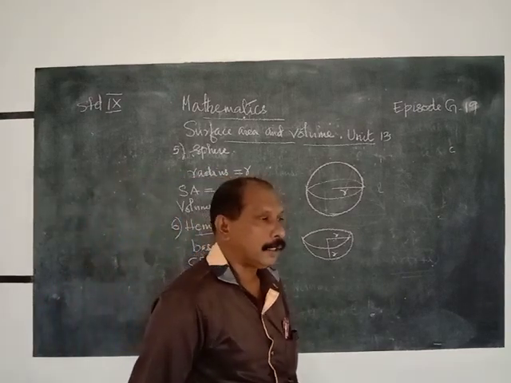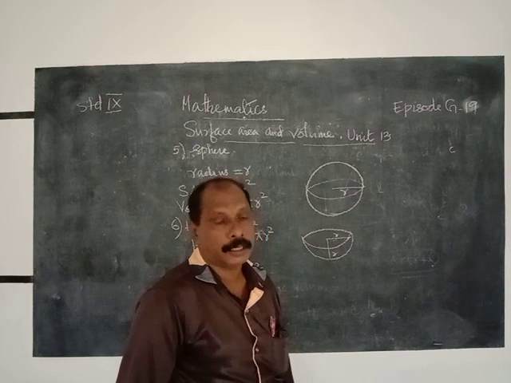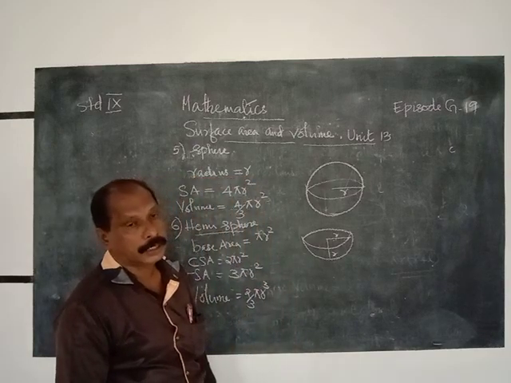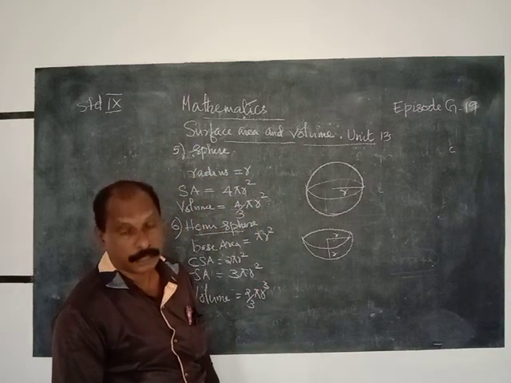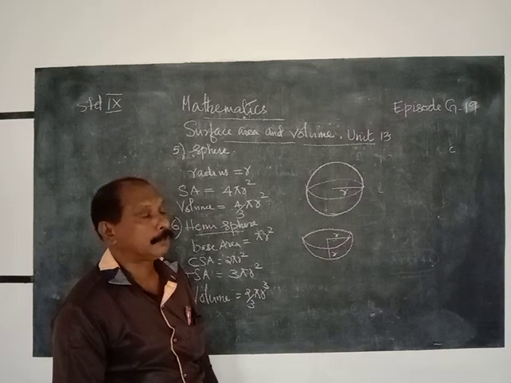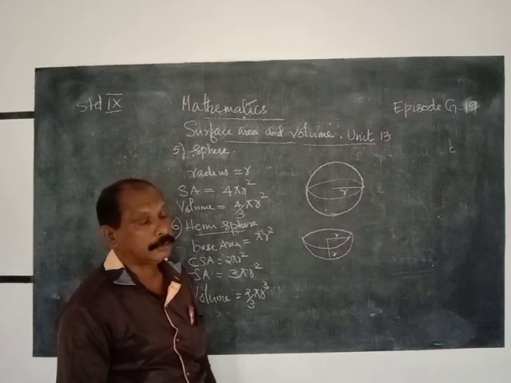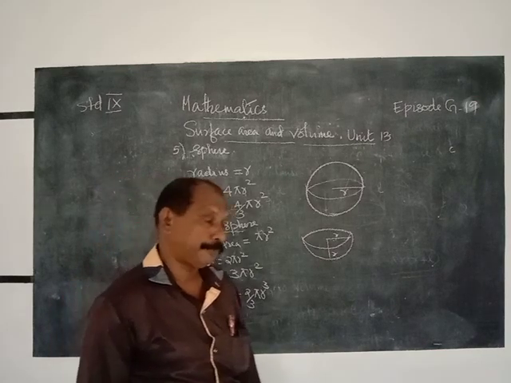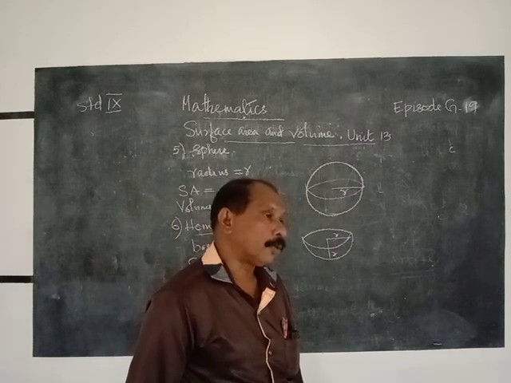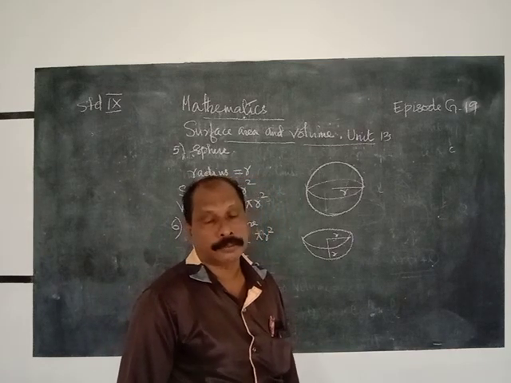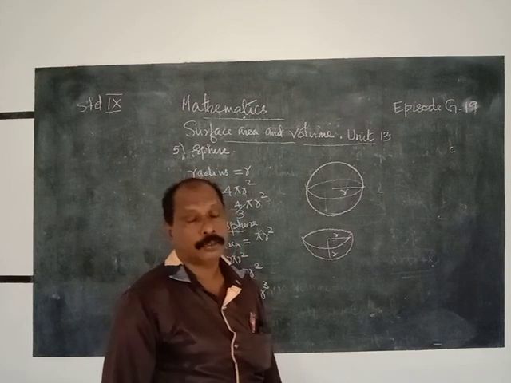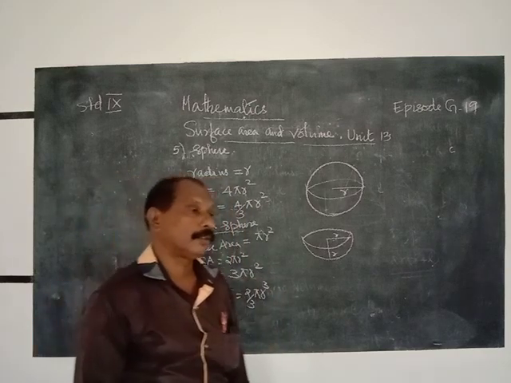Then the base area is the circular path, that is pi r square. The curved surface area of the cone is pi r l. The total surface area is pi r square plus pi r l, which is equal to pi r into (r plus l). And the volume of the cone is 1/3 of the volume of the cylinder. Therefore, volume is equal to 1/3 pi r square h.